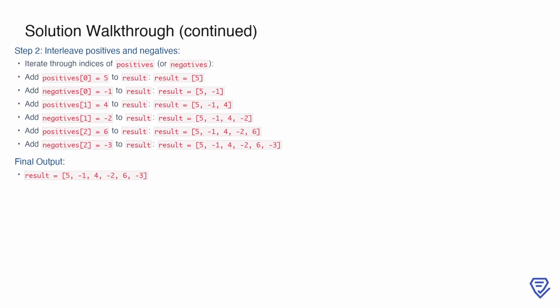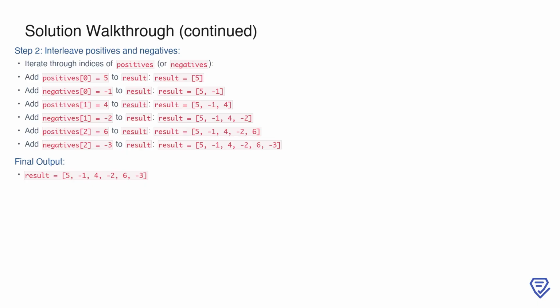The third number, -2, is also negative, so it's added to negatives, updating it to -1, -2. The fourth number, 4, is positive and is added to positives, making it 5, 4. Continuing this process for the remaining numbers, negatives becomes -1, -2, -3, and positives becomes 5, 4, 6. Next, we interleave these lists.